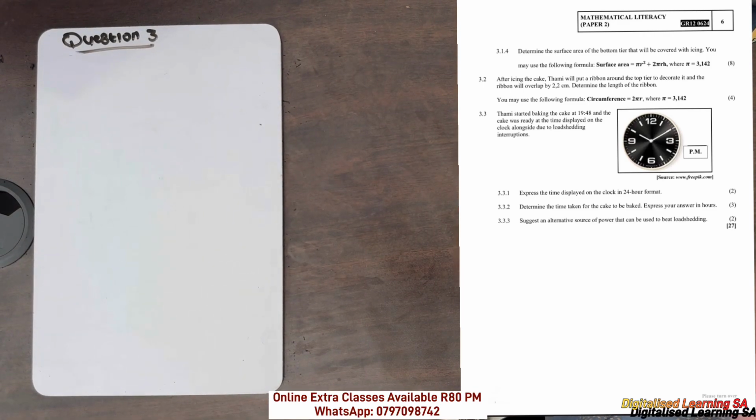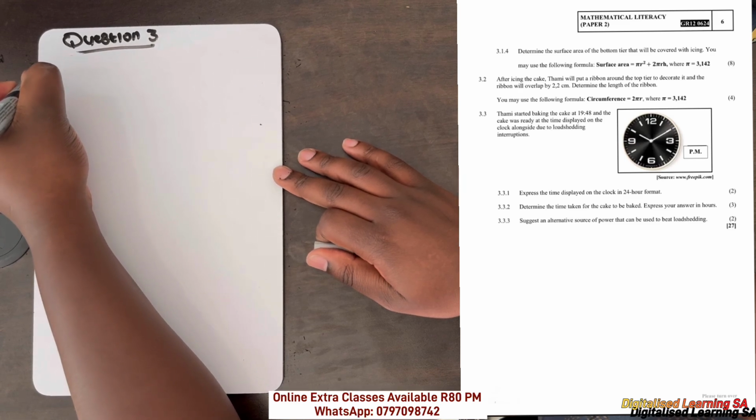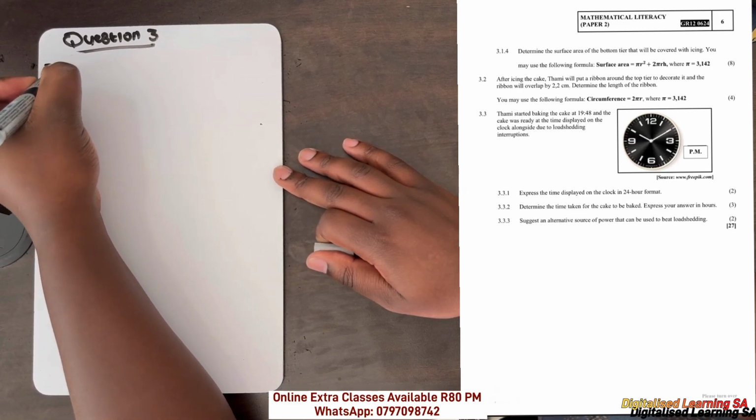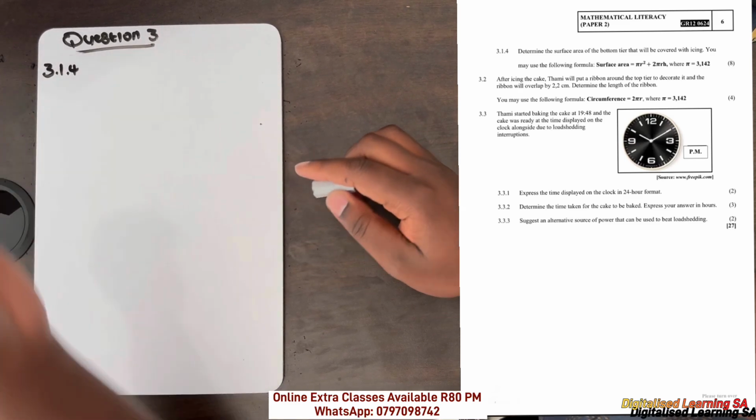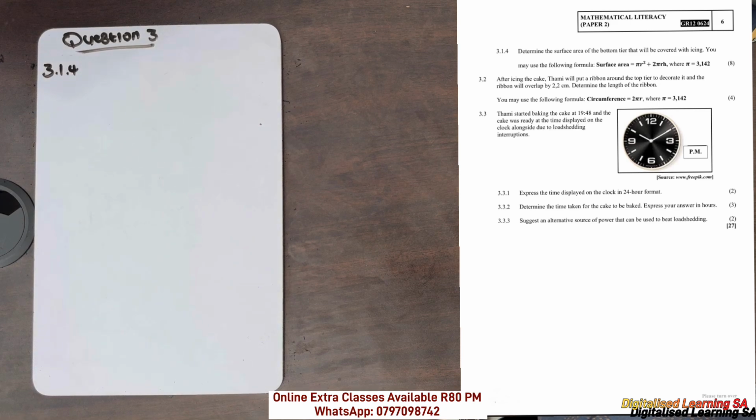So we'll start with question 3.1.4. It says to determine the surface area of the bottom tier that will be covered with icing. You may use the following formula. So we need to calculate the surface area.